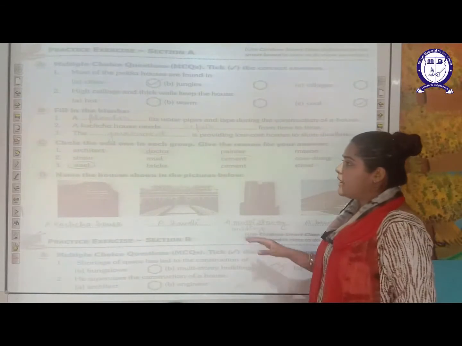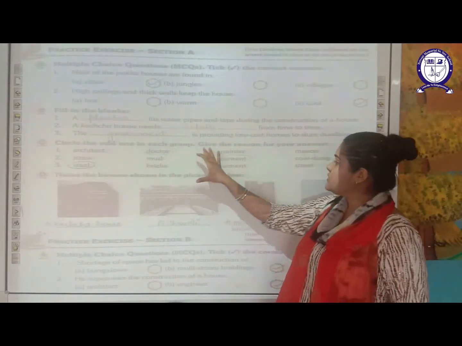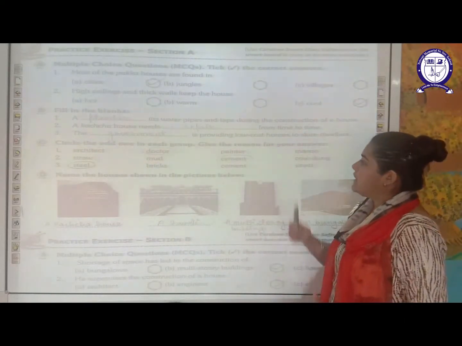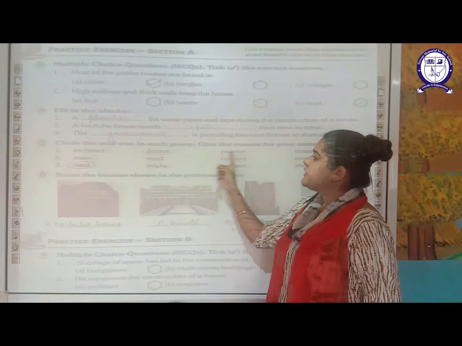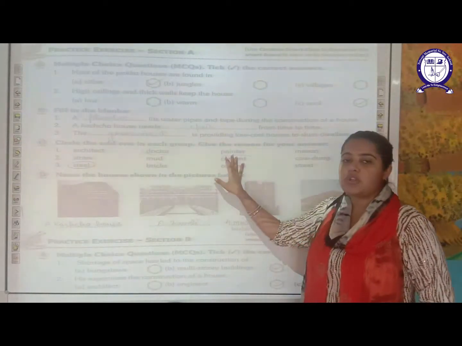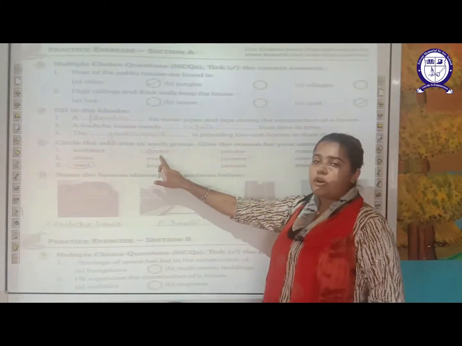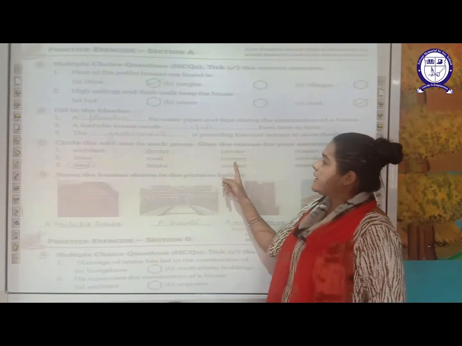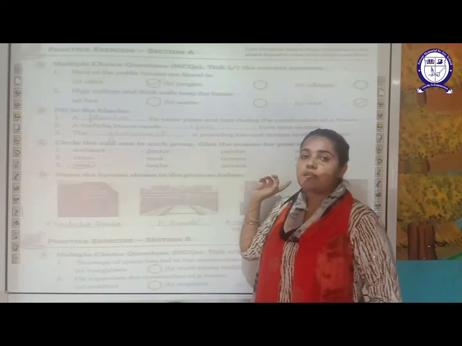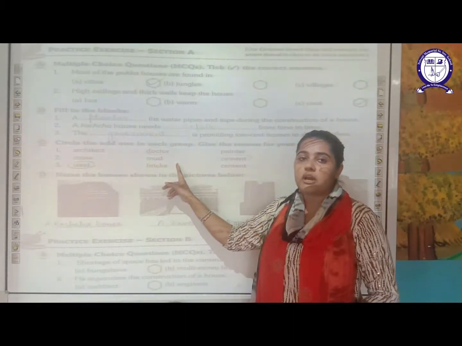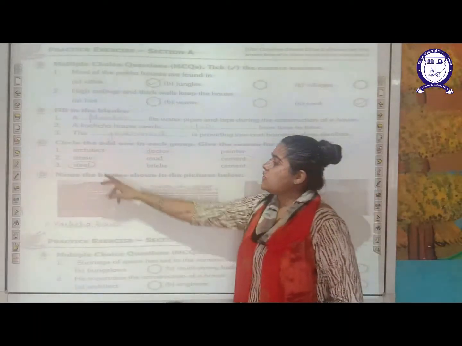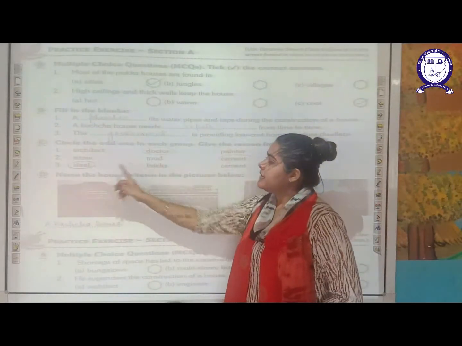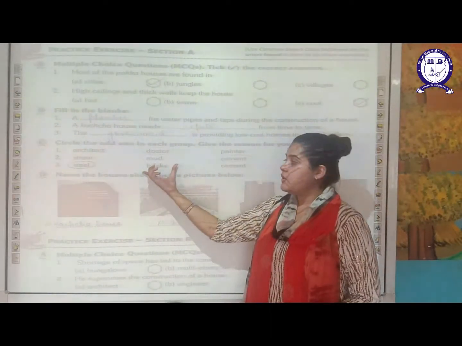The next one is to choose the odd one out. The first one: architect, doctor, painter and mason. As you know, except the doctor, all three are involved in the construction of houses. So the odd one out is the doctor. Next is straw, mud, cement and cow dung. Except the cement, the rest three are materials used to construct the kacha house. The next is steel, bricks, cement and straw. Cement, bricks and steel are used for the construction of Pakka houses.